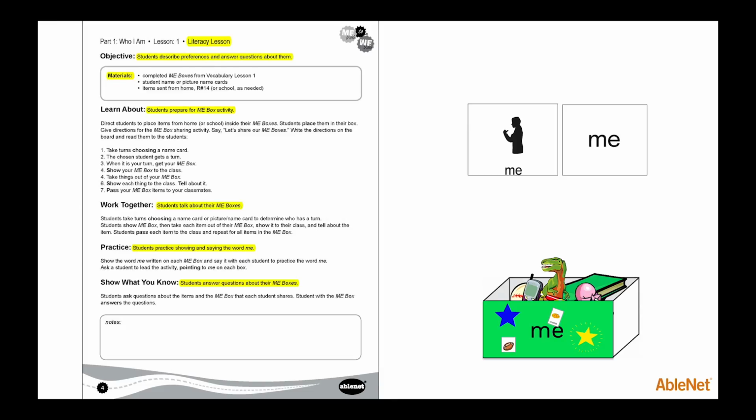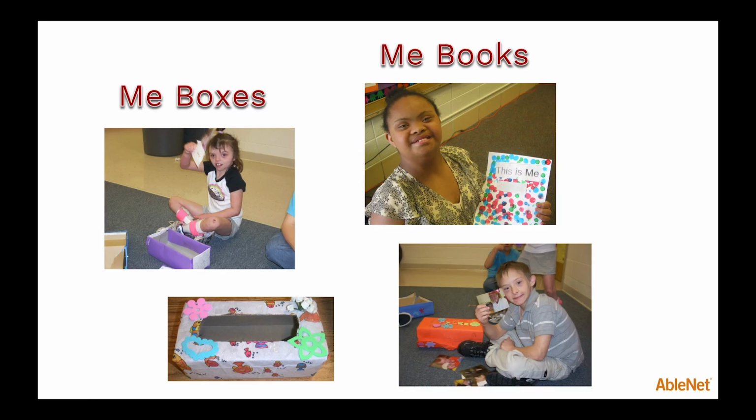After students have presented their Me boxes or binders to the class, they can practice saying the word Me again and answer questions about their Me boxes. Look to the Action Dictionary for ways students can hold and show items in their box or binder to their classmates. These are some students with their Me boxes. Again, if the Me box seems too young for your students, you have the option to create a Me binder or book instead, as you can see here.